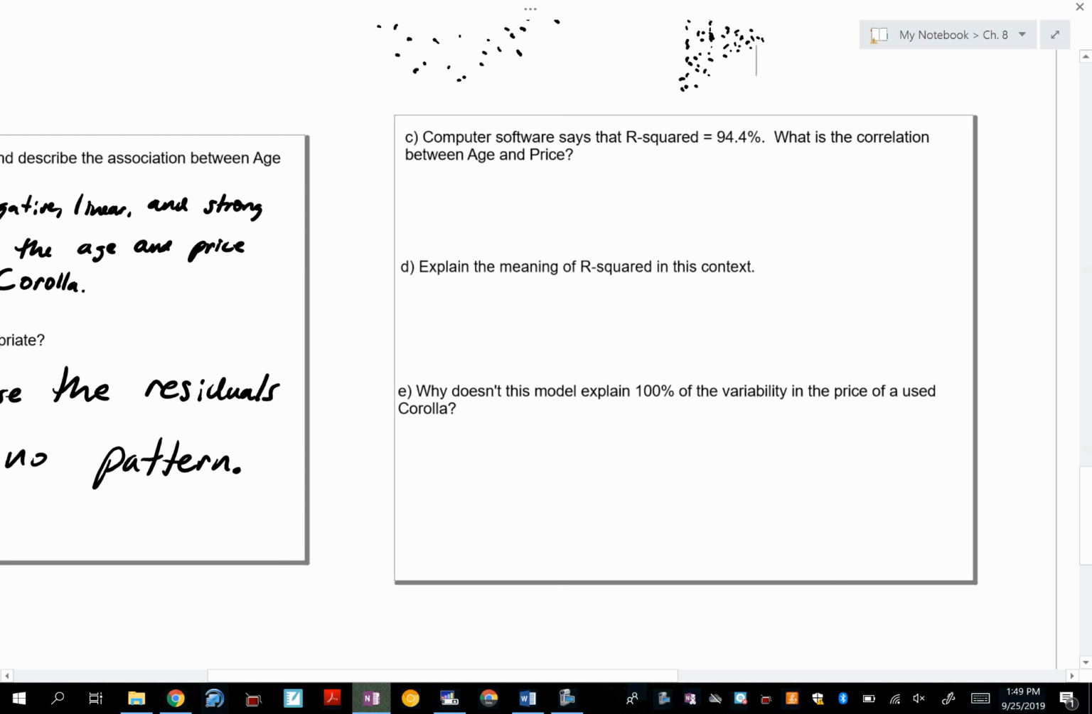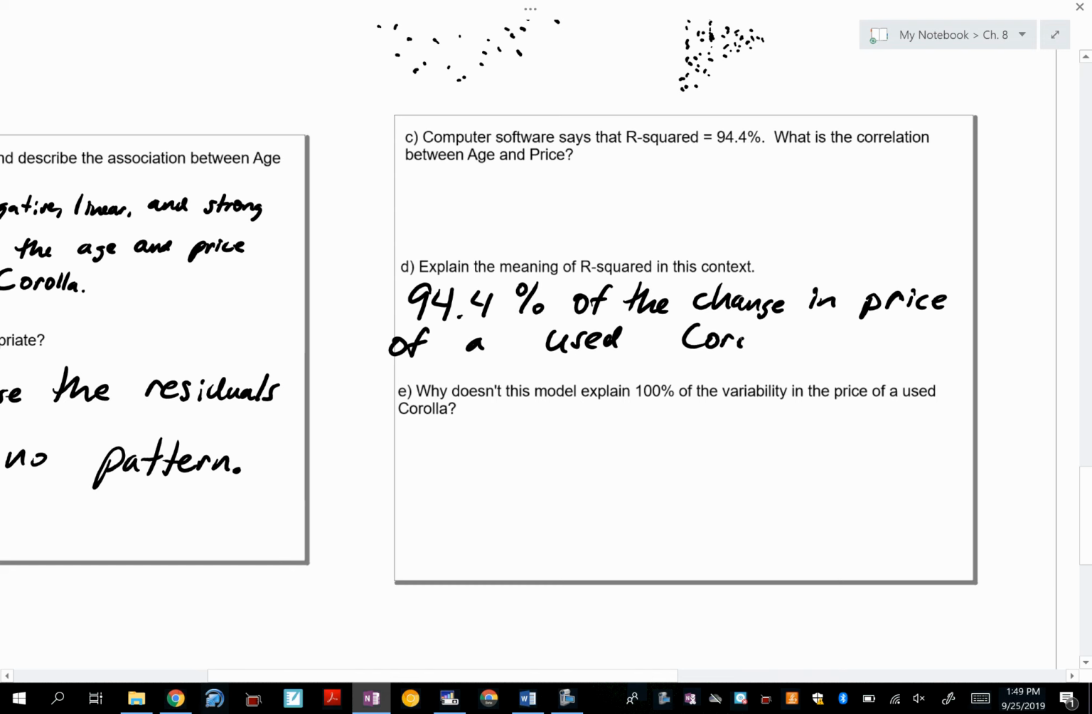Now, here's what R squared means, and this is for D. 94.4% of the change in price of a used Corolla can be explained by the age. Okay, so while you're writing that, I'll say it without context. R squared means the percentage of the change in Y that can be explained by X. The percentage of the change in Y that can be explained by X.